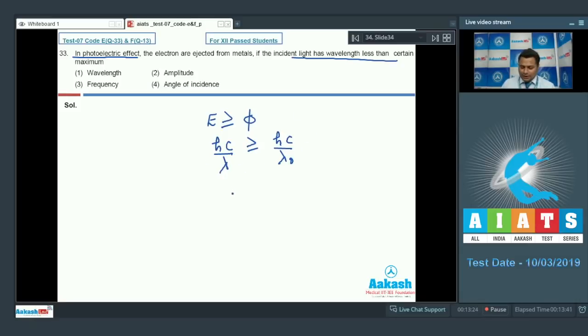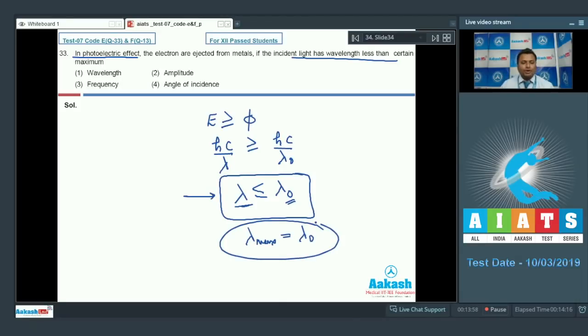hc will cancel out. Now, from here we can say that the wavelength of incident light must be less than or equal to the threshold wavelength. So, this lambda must be less than or equal to the threshold wavelength. So, according to the question, if the incident light has wavelength less than certain maximum, so maximum wavelength lambda max must be lambda naught. We cannot use a light having wavelength more than lambda naught. Otherwise, electron will not eject. So that's why after looking at the options, we can say that option number 1 is absolutely correct. Now let us proceed to the next question.